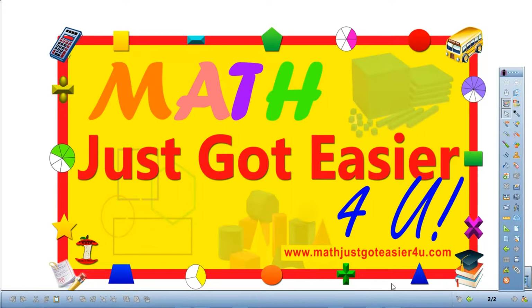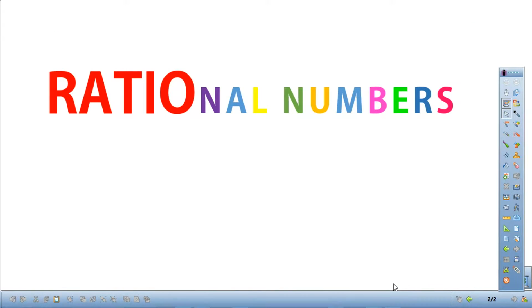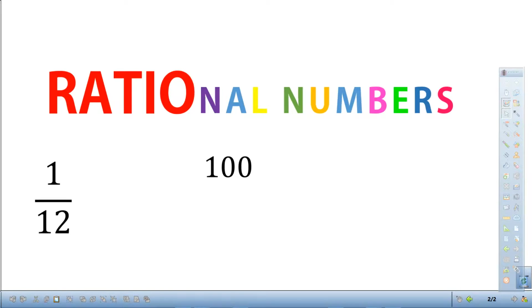Now, when we're thinking about rational numbers, as you see, the word ratio is found in rational numbers because ratio deals with comparing one number to another number. So, for instance, I have a fraction in the form of 1/12, which is a ratio 1 to 12. Also, ratios can be in the form of just a whole number because it can be written as a fraction or a ratio as well.